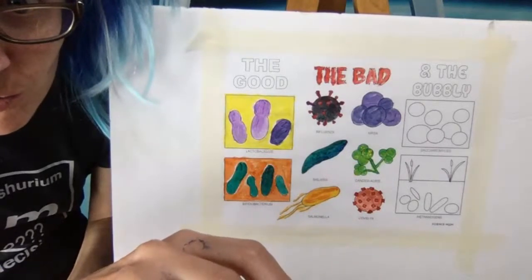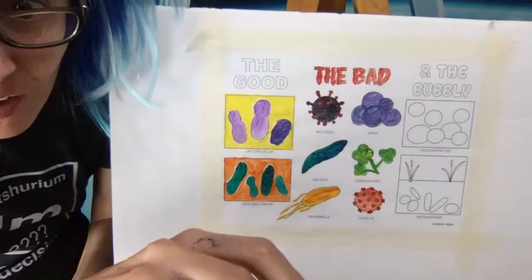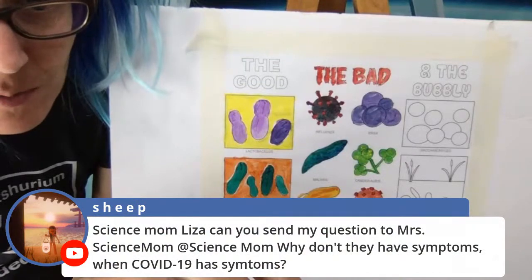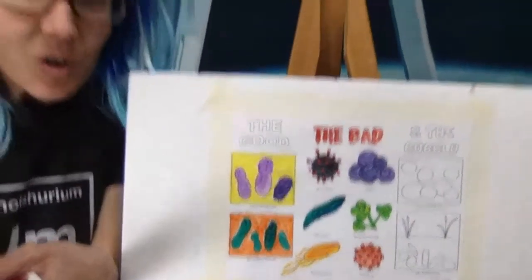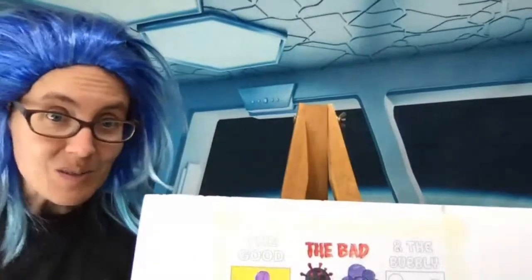All right. Real good question right here. Why don't some people have symptoms when COVID-19 has symptoms? This is a great question. It's actually such a good one. I'm going to come up here and answer it real quick.